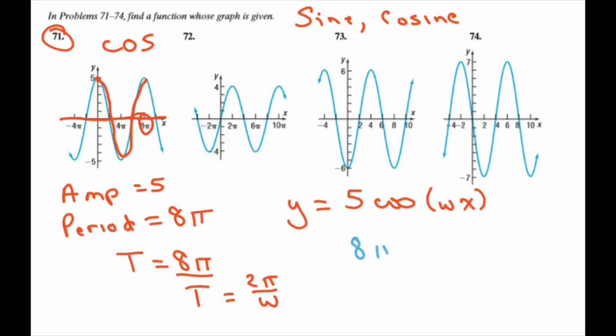8 pi omega equals 2 pi. So omega equals 2 pi divided by 8 pi, which equals 1/4. So my omega is 1/4. And I'll just put the 1/4 here. And there's your function.